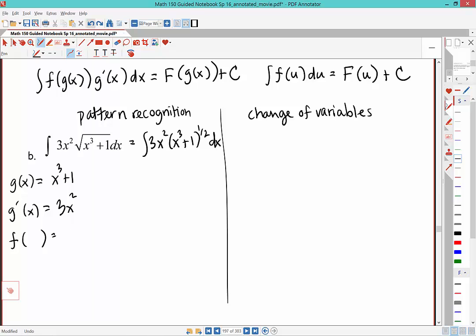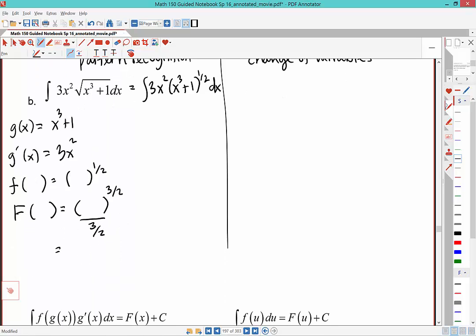We're going to get the original. So we have our something to the 1/2. So our capital F of our something, right, is going to be our something to the 3/2 divided by 3/2, which of course is 2/3 times our something to the 3/2. Okay, so now we have it set up.